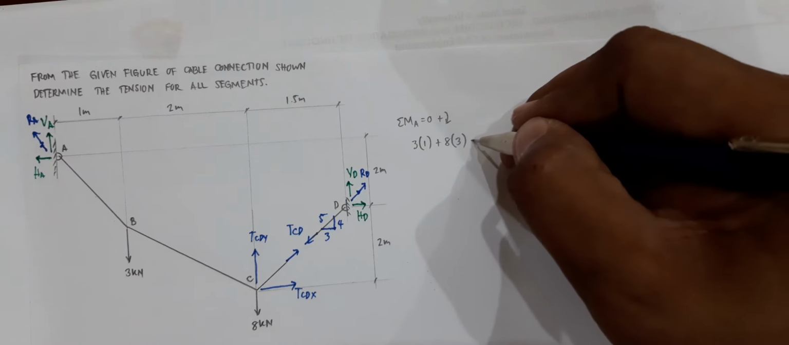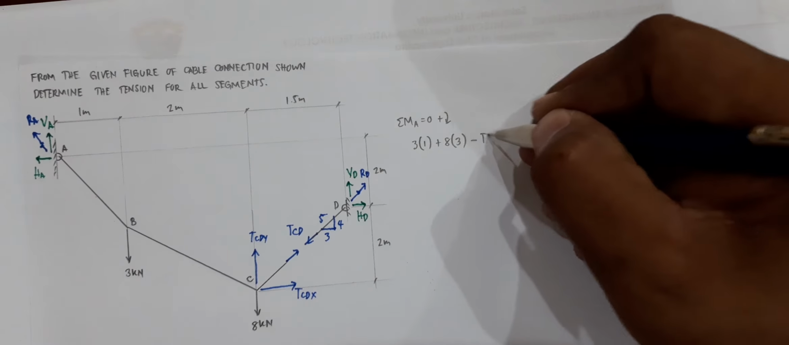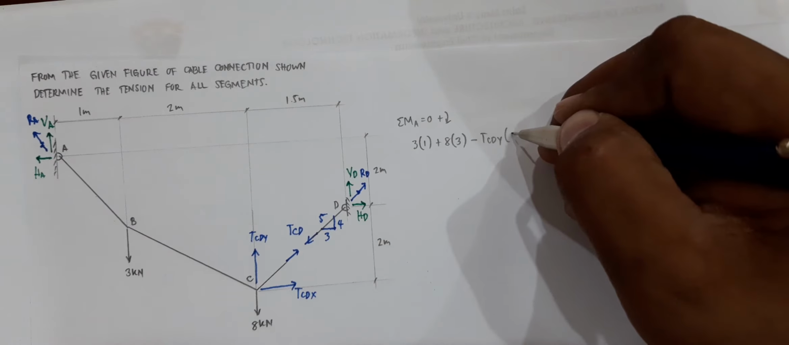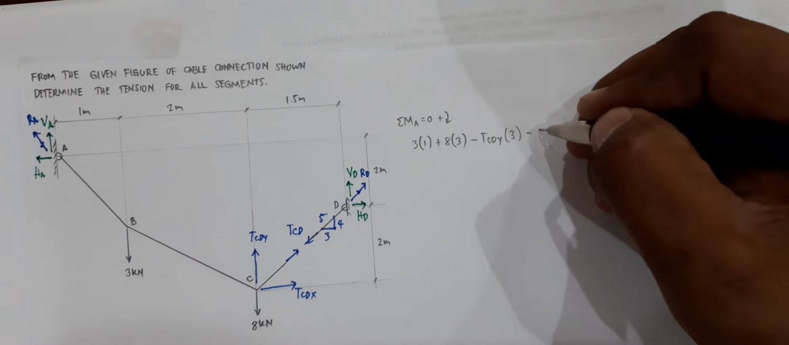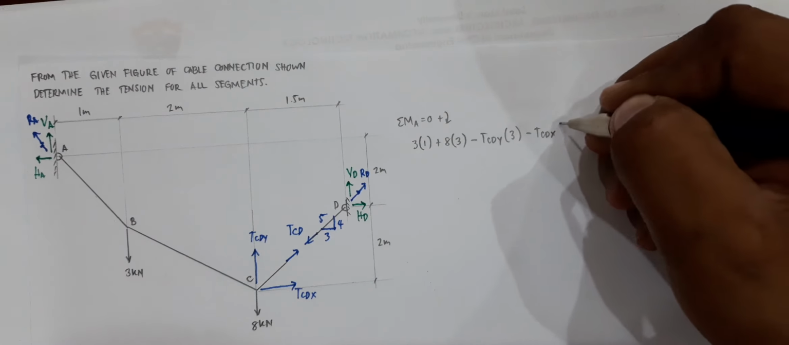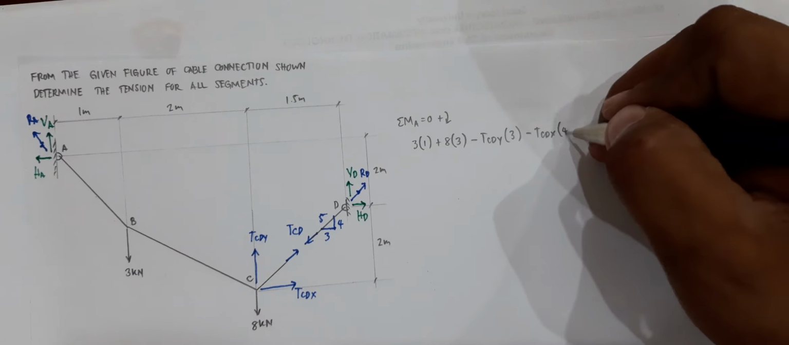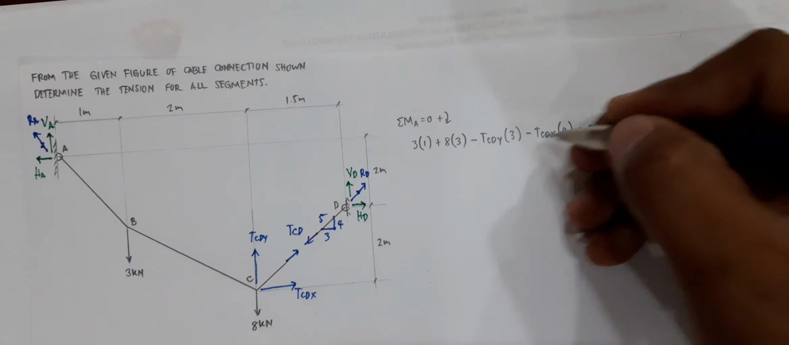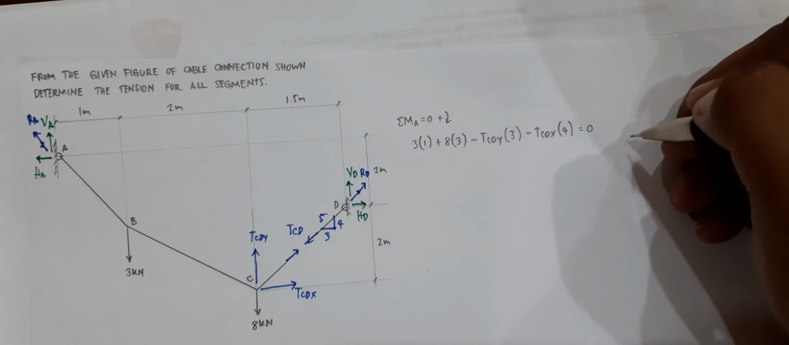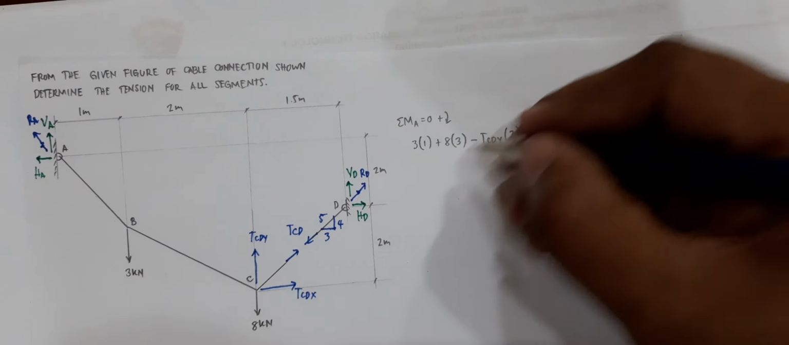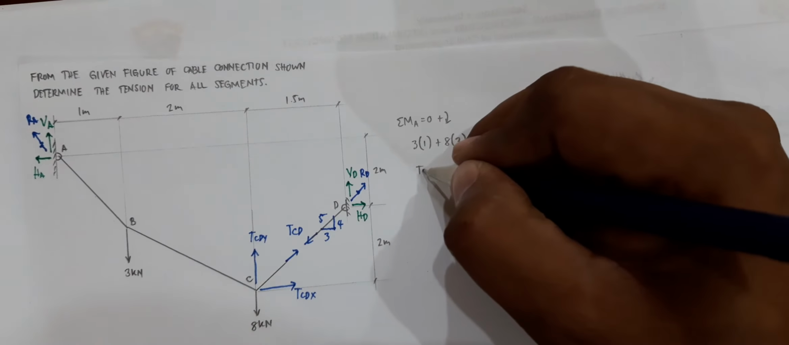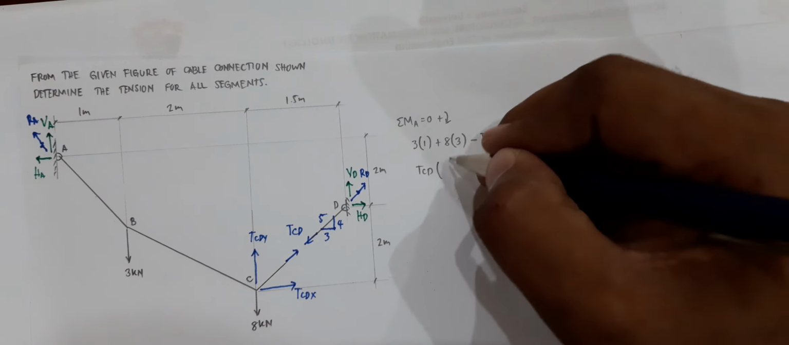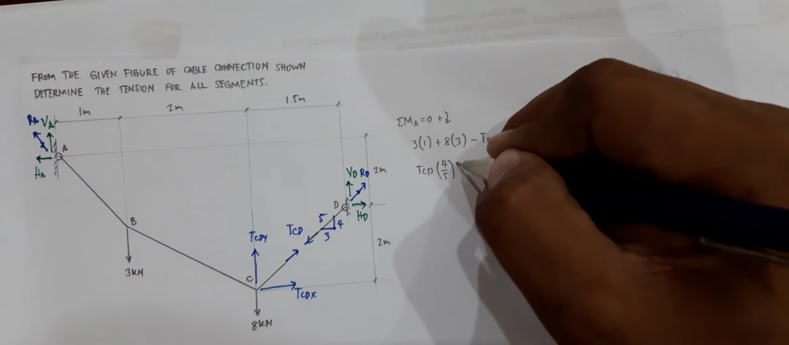And then minus for counterclockwise, you have TCDY. The lever arm for TCDY would be 3. And then minus, you have TCDX. The lever arm for TCDX is 4. That would be equal to 0. So transposing to the other side and manipulating the equation, you would have here TCD, starting with the Y vertical component, that is 4/5. The lever arm is 3.